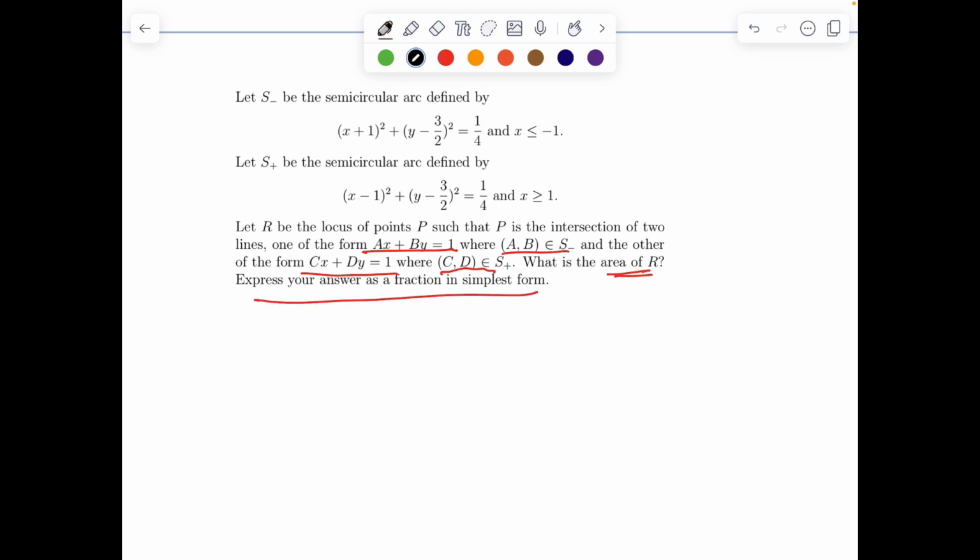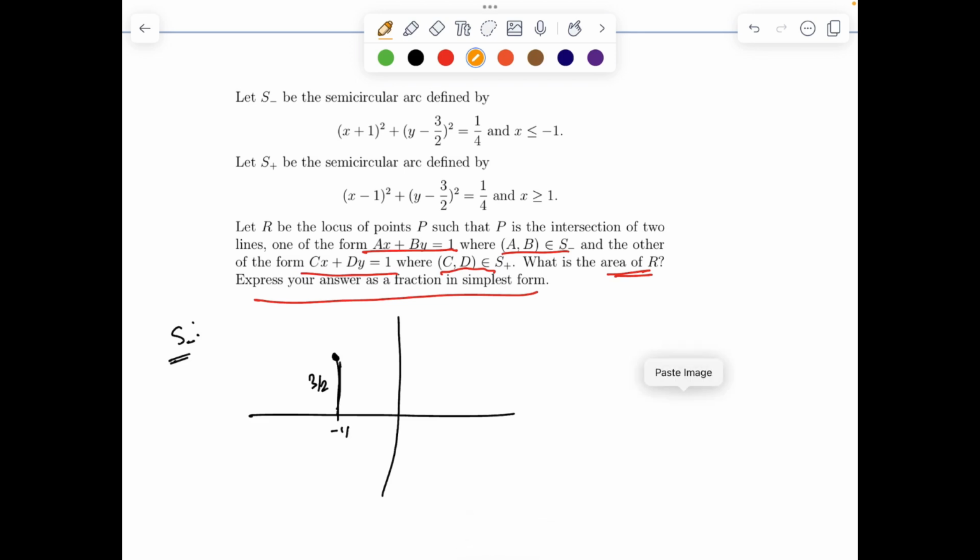I hope all of you have understood the question. If I define the set S minus, it is all those points (x, y) that satisfy this condition. You can clearly see it's a circular arc whose center is (minus 1, 3 by 2), and its radius is half, for x less than or equal to minus 1.